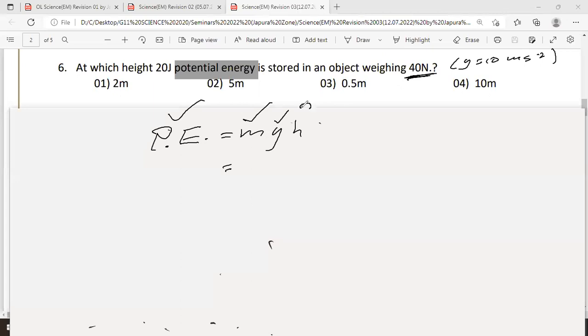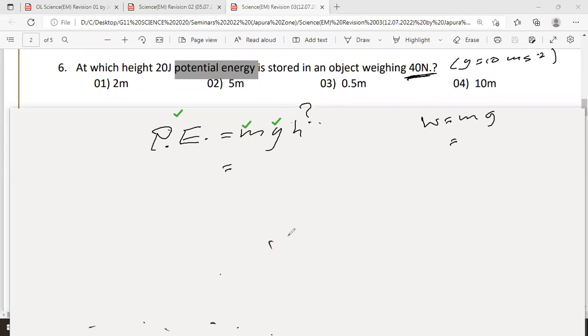So what is the only unknown here? h. The only unknown is h. All the others are known. You can get the mass from the weight. Potential energy is known, it's 20 joules. Mass is actually 4 kilogram. g is 10. h is the only unknown. If you want, you can write separately: W equals mg.